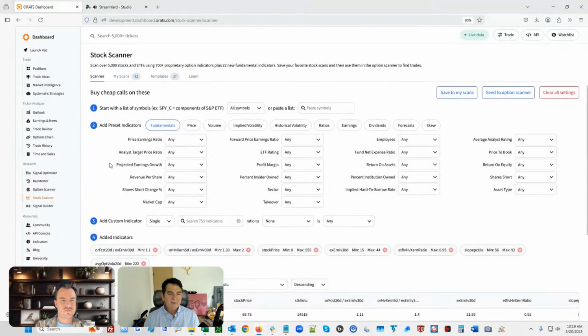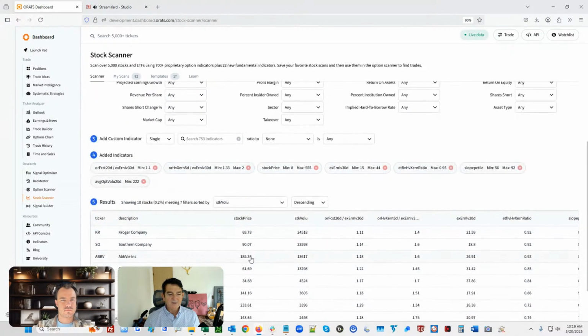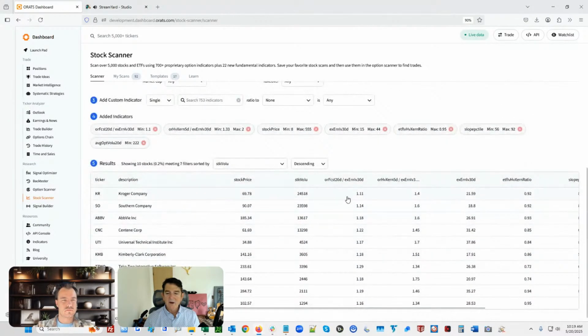Let's look at a scan. We have templates in our stock scanner, and I'm just looking at a buy cheap calls template on these types of stocks. So this is the forecast divided by the implied volatility. The forecast is much higher than implied, so you want 1.1, 10% over. And then where the historical volatility is greater. These are a lot of things that might find stocks that are kind of ready to go.